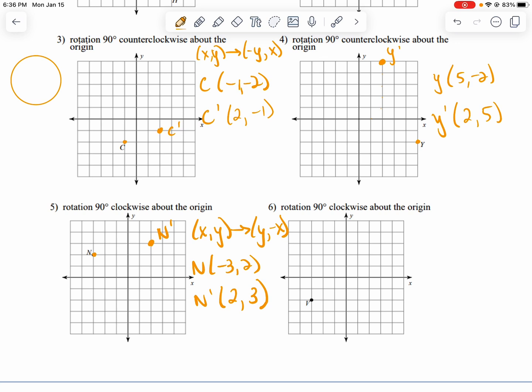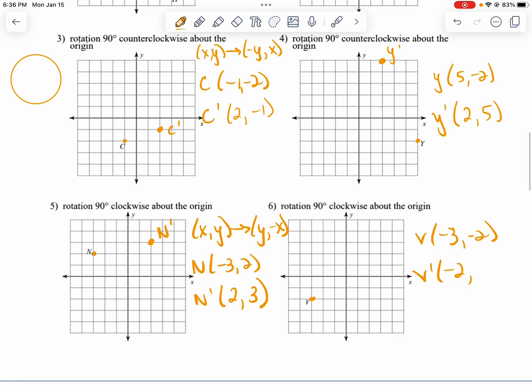Okay, again for number 6, we want 90 degrees clockwise about the origin. So V is my pre-image, and the coordinates of V are (-3, -2). So for V prime, we're going to start with y, so y doesn't change, so that's going to stay -2. And then we want the opposite of x, which is going to be positive 3. So V prime is (-2, 3).